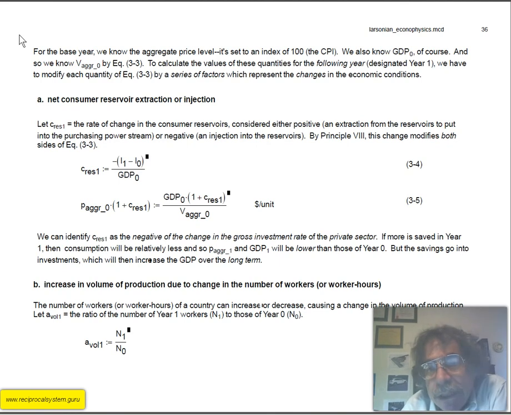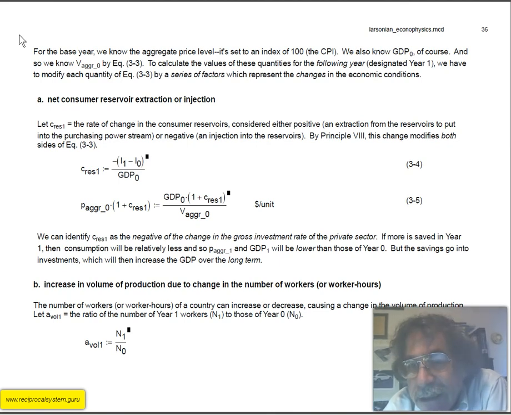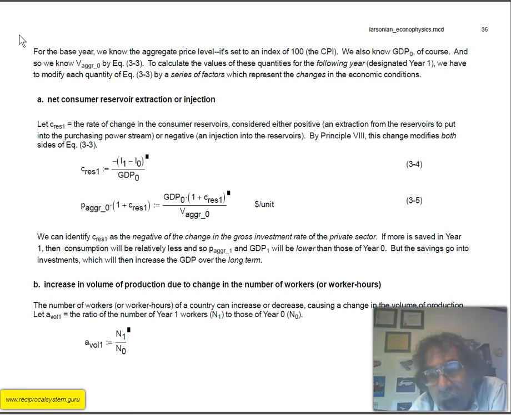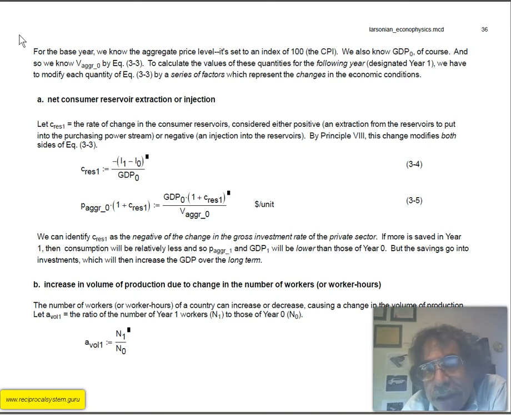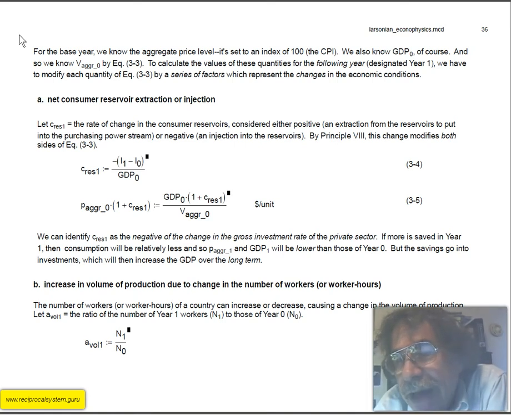For the base year, we know the aggregate price level. It's set to an index of 100. That's the CPI. We also know GDP sub 0, of course. And so we know V sub aggregate 0 by equation 3.3. To calculate the values of these quantities for the following year, which is designated year 1, we have to modify each quantity of equation 3.3 by a series of factors which represent the changes in the economic conditions.